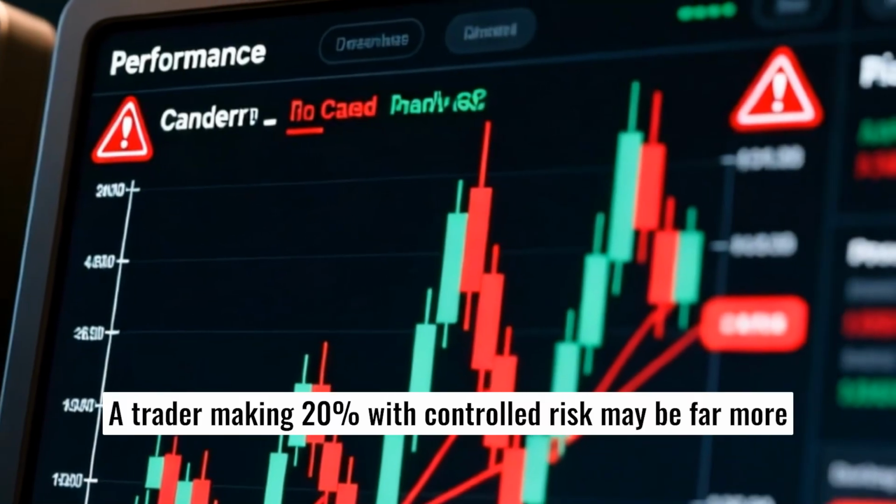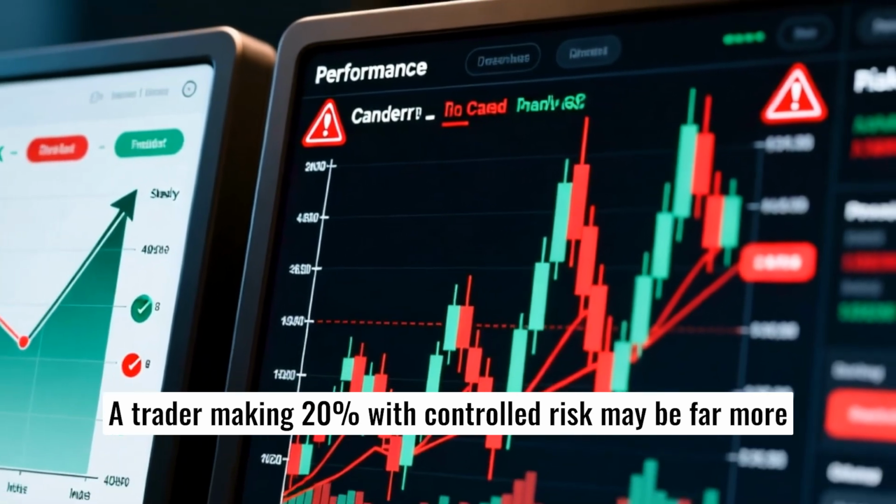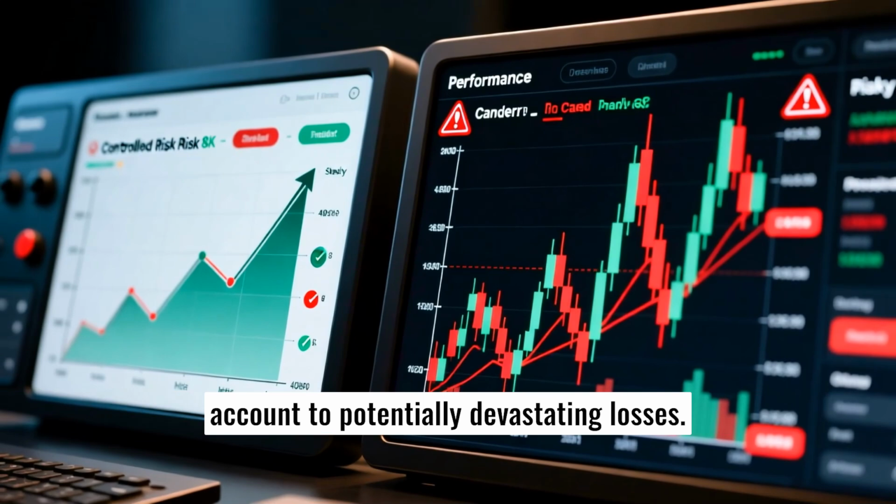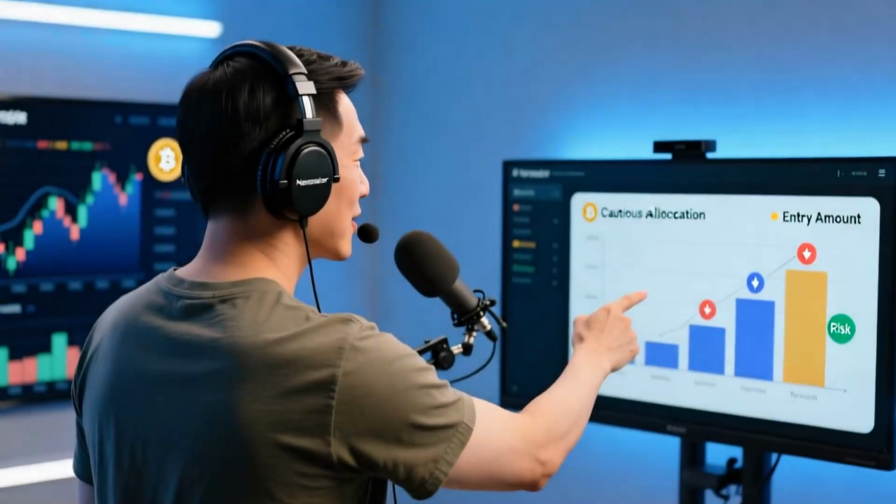A trader making 20% with controlled risk may be far more attractive than someone making 200% while exposing the account to potentially devastating losses.